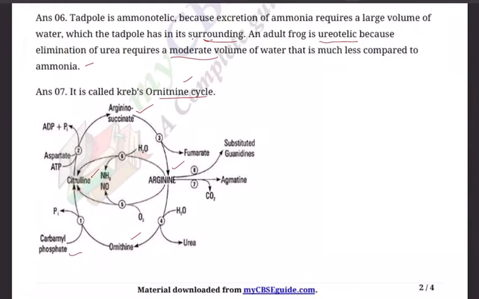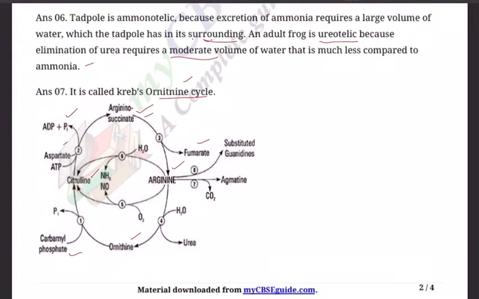So the first one you can see is carbamoyl phosphate, which releases inorganic phosphate, and ornithine becomes citrulline. Then citrulline, in the presence of ATP being broken into ADP and inorganic phosphate, and aspartate, becomes argininosuccinate. Argininosuccinate becomes fumarate and then arginine.